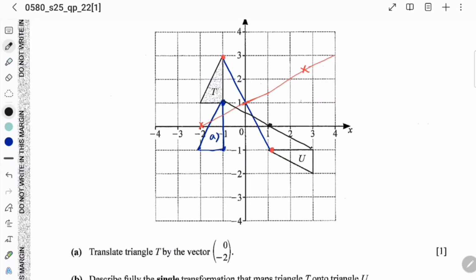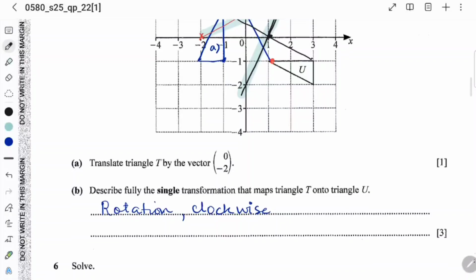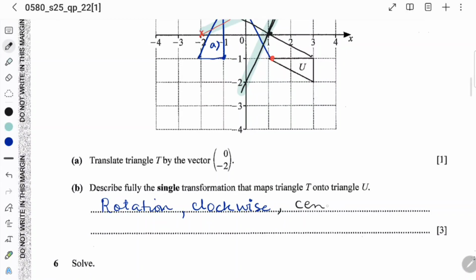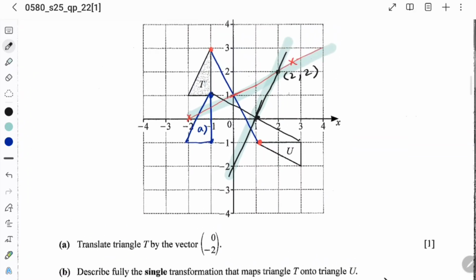Alright, so this, I just make the gradient opposite. If the gradient is 2, then I'll make the gradient minus half. The same way I'm doing it, so it will be the perpendicular. Okay, I have seen that both the perpendicular bisectors, this line and this line, are meeting at 2, 2. So I'll write down the center is 2, 2, and then I'll have to find out the angle also.